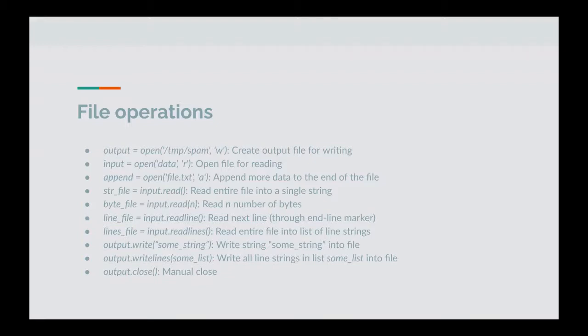One is purely just reading the lines as text strings, and then readlines creates a list of each of those lines from the file. And then you can write something, in this case some string, to the file. So basically whatever you have within the parentheses is going to be written to that file. Or if you have a list, you can use writelines, similar to readlines, and it's going to write that list of strings to the file. And then you have close, which manually closes the file.